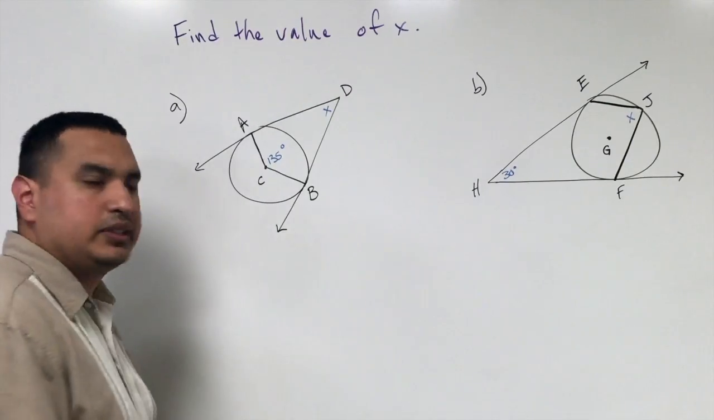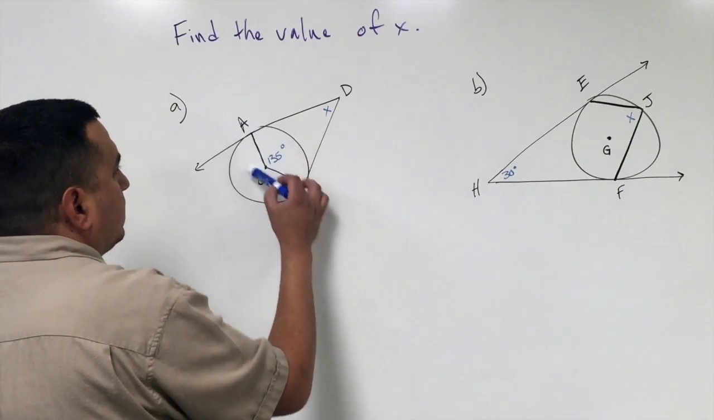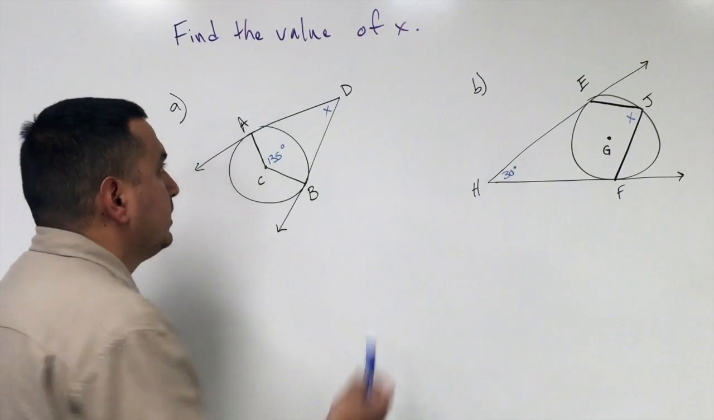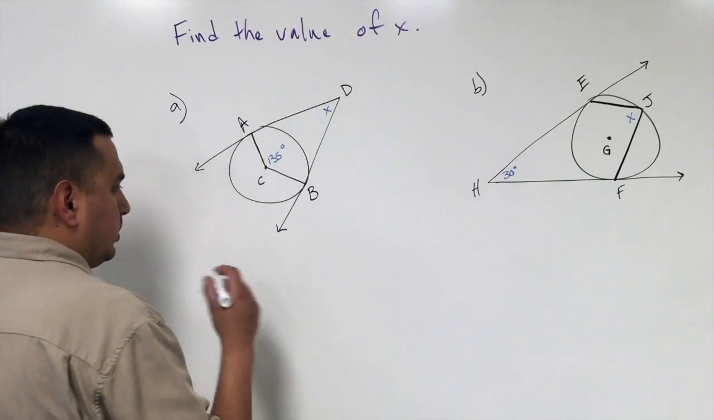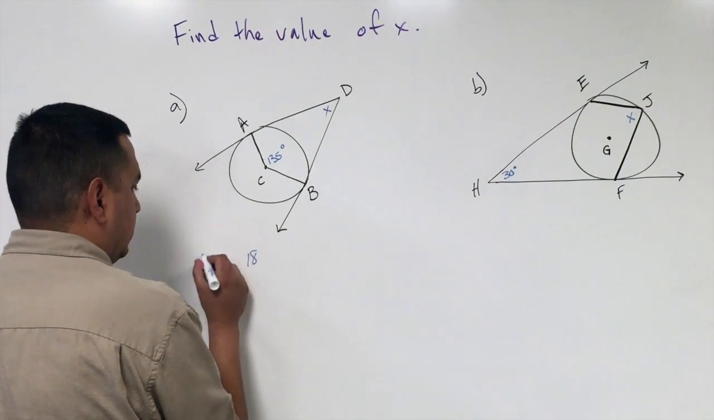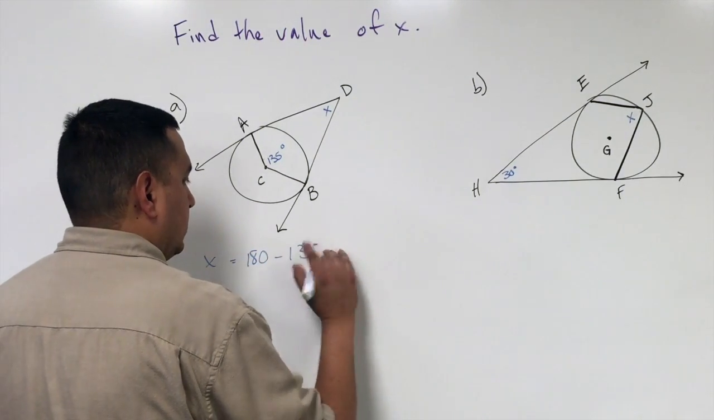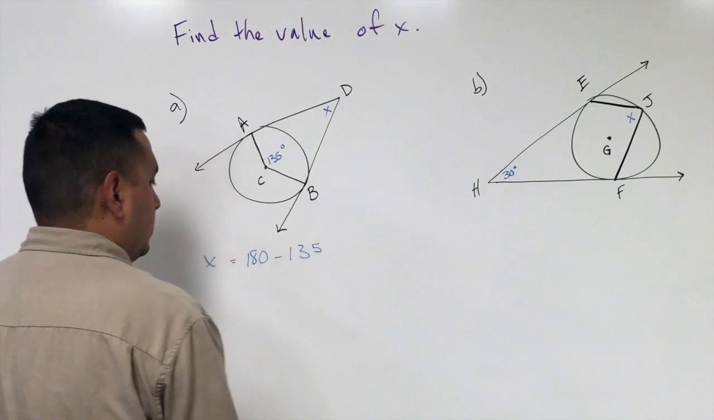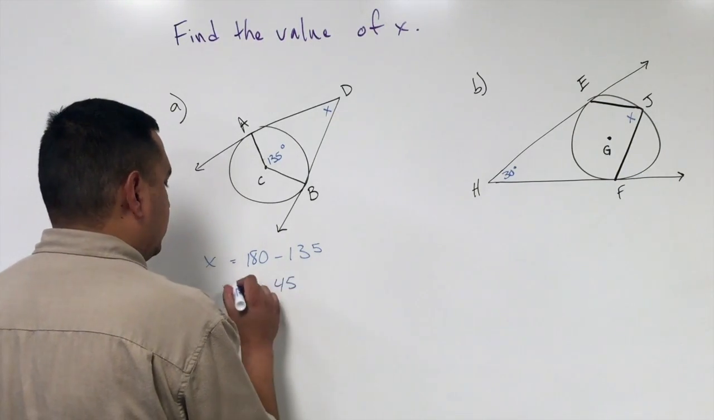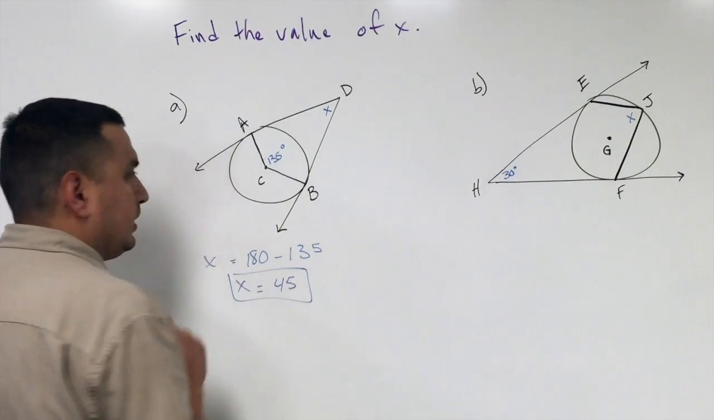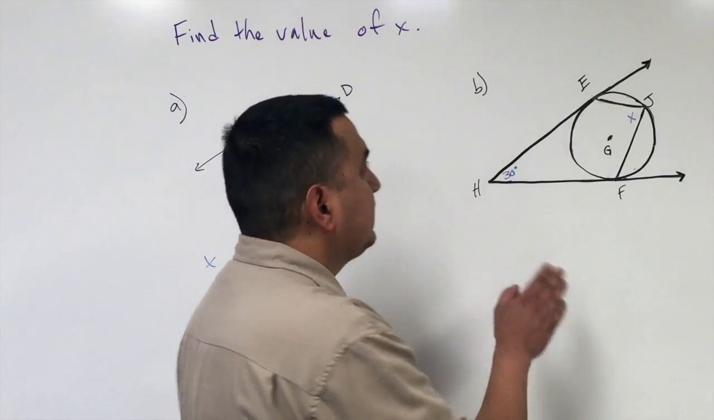Alright, the theorem says then that if I take this central angle and I subtract it from 180, I can find x. So x equals 180 minus 135, which would be 45. So x is 45. Alright, so now we look at example B.